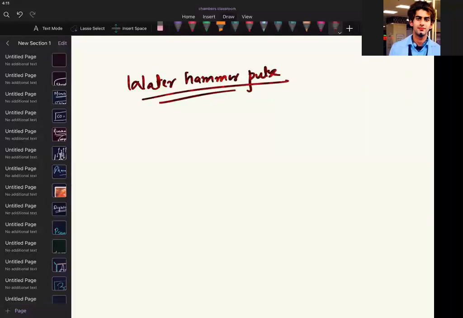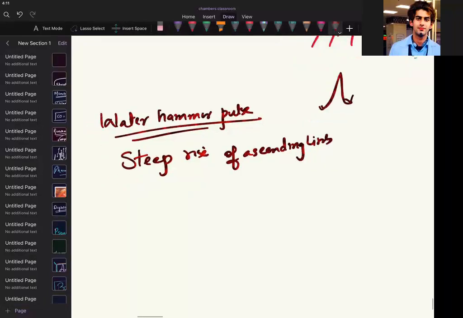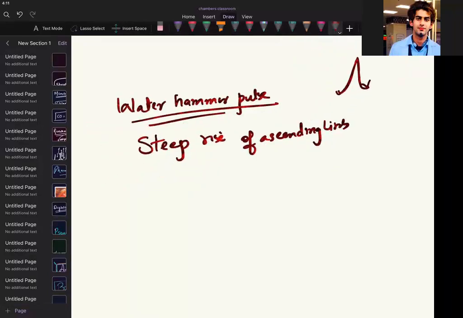Water-Hammer pulse, you had a steep rise. Did you see the steep rise? Steep rise of ascending limb. Can I say ascending limb? It has an ascending limb and a descending limb. Let's wait, I will tell you. Does it have an ascending limb and a descending limb? Yes. So steep rise of ascending limb is happening. I'm talking about this. Please let me shade it. This much. Okay.